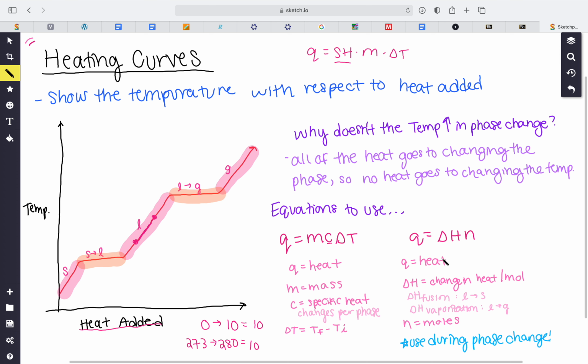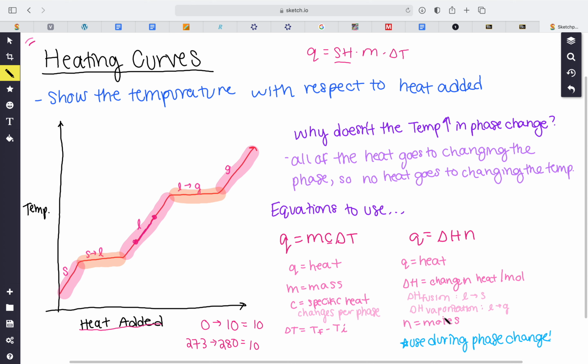The next one is Q equals ΔHn, where Q again is the heat added, and ΔH is your change in heat per mole. The change in heat per mole differs for every single compound, and it also differs depending on whether you're going from a liquid to a solid or a liquid to a gas. Your heat of fusion is when you're going from a liquid to a solid, or a solid to a liquid. One's going to be negative and one's going to be positive. Your heat of vaporization is when you're going from a liquid to a gas or a gas to a liquid. It's going to be different for every single thing.